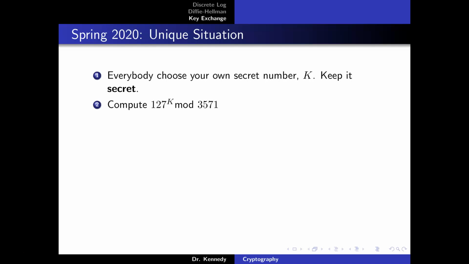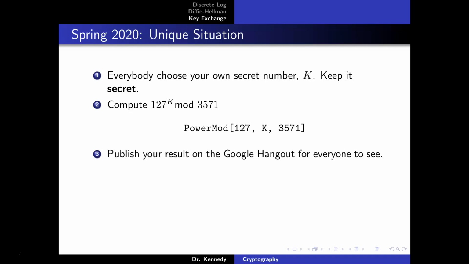What you're going to do is compute 127 to the K mod 3571. So you're going to want to use Mathematica, the PowerMod command: PowerMod[127, K, 3571]. Great. That's going to give you a number. Publish it to the Google Hangout. It's an open network. Anybody in the class can see it. But your value K is going to remain secret.